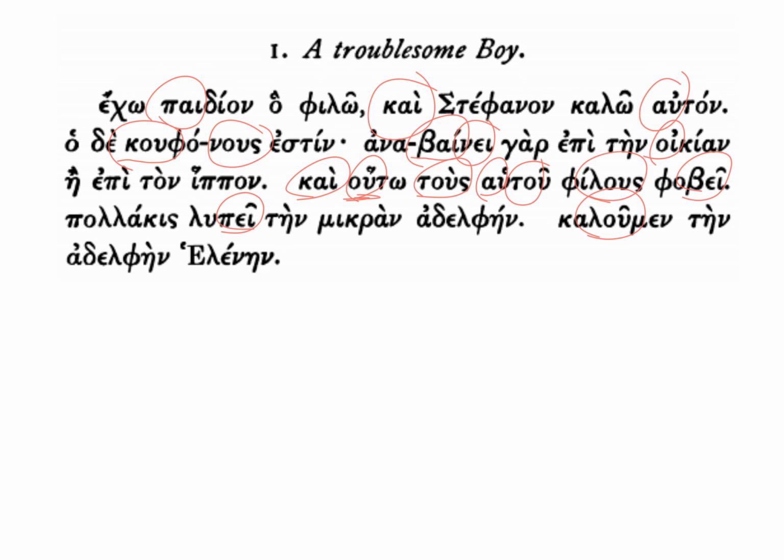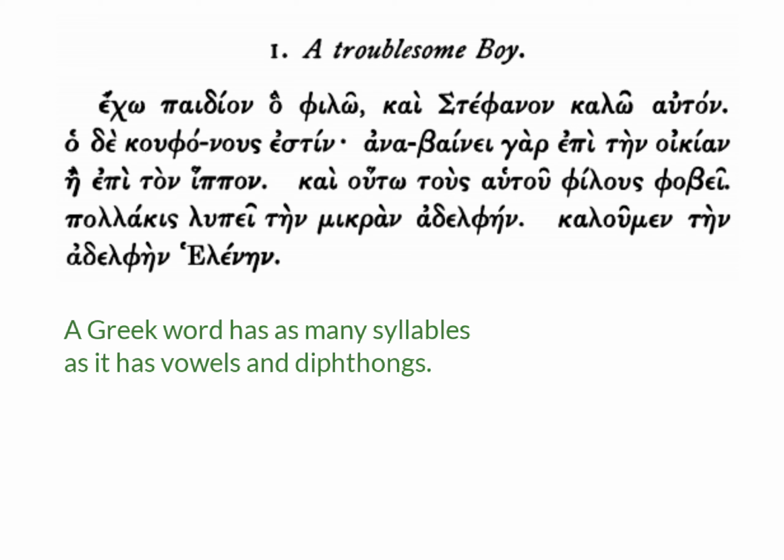When it comes to the process of syllabification, we must remember this simple rule. A Greek word has as many syllables as it has vowels and diphthongs. Therefore, if the word has 2 vowels, as echo does, epsilon and omega, then it has 2 syllables. If a Greek word has 1 vowel, like ha, then it has 1 syllable. If it has 2 vowels, as here, iota, omega, philo, then it has 2 syllables.